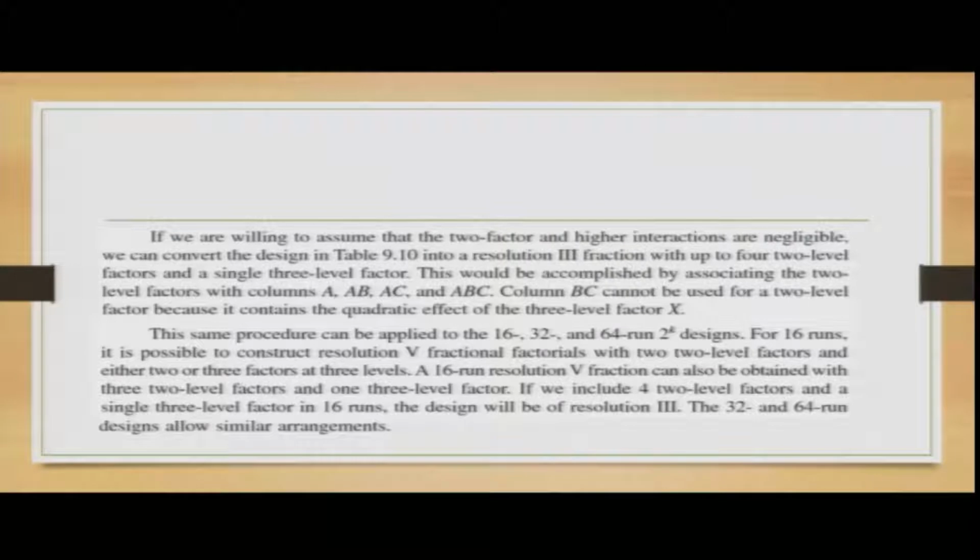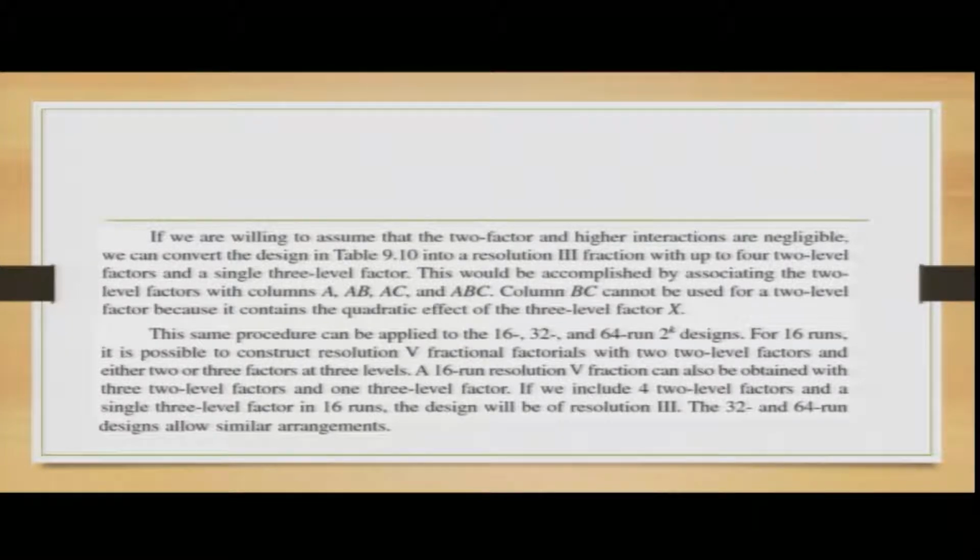If you are willing to assume that the two-factor and higher interactions are negligible, we can convert the design in 9.10 into a resolution 3 fraction with up to four 2-level factors and a single 3-level factor. This would be accomplished by associating the 2-level factors with the columns A, AB, AC and ABC. The column BC cannot be used for a 2-level factor because it contains the quadratic effect of the 3-level factor, which comes from X.